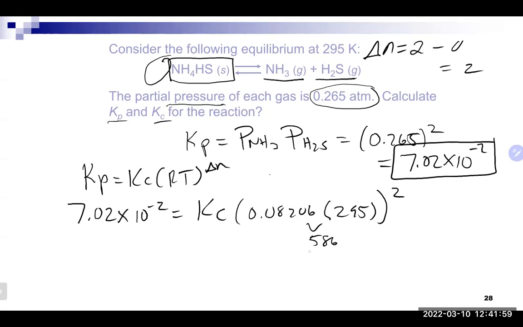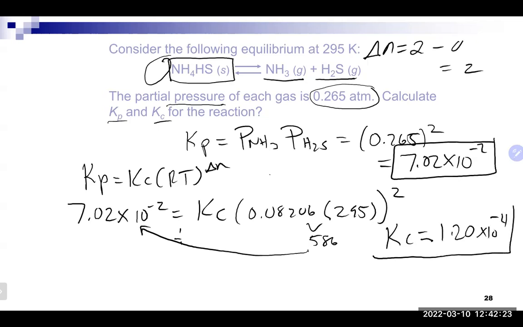We're then going to take it and divide it to the other side. It gives us 7.02 exponent minus 2 divided by that number. That's going to give us a Kc in this case of about 1.20 times 10 to the minus 4. Any questions on any of those calculations there?